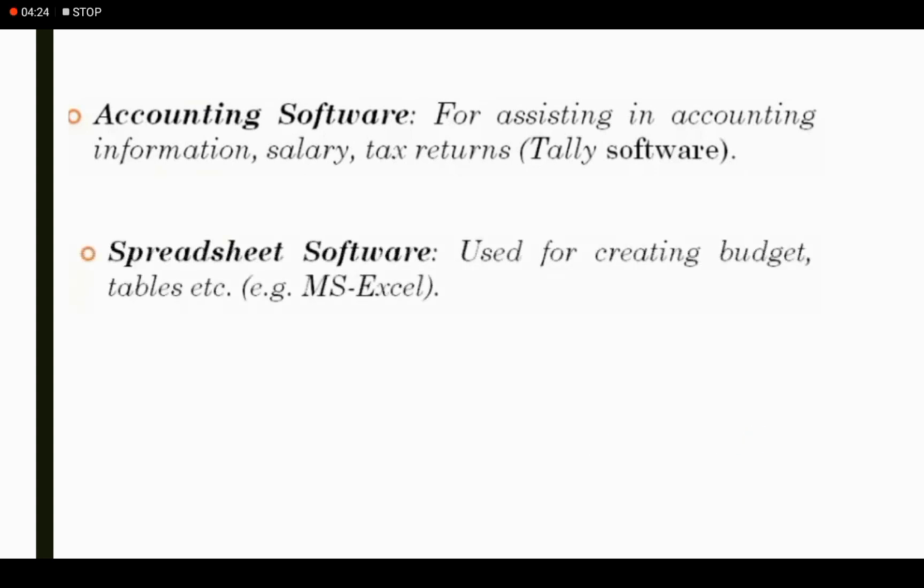Next one is spreadsheet software. Spreadsheet software is used for creating budgets, tables, etc. As we know, MS Excel and MS Access are both known as spreadsheet software. Spreadsheet software is basically used for creating tables. We can also add some formulas for our budget and other things, and we can create a report card in MS Excel and many more tables.